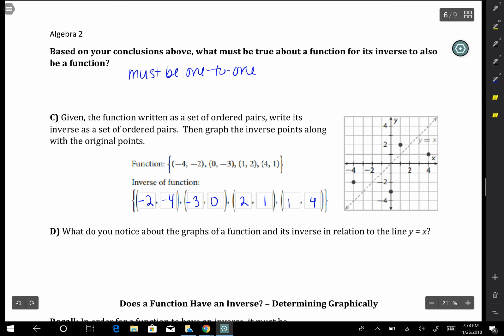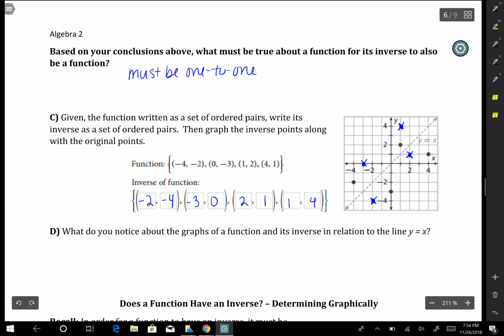Negative 2, negative 4. Negative 3, 0. 2, 1. And 1, 4. So the points that were plotted to begin with were the points of the function, and then the points I plotted are in blue. If you don't have colors, maybe put X's or something so you can tell the difference.